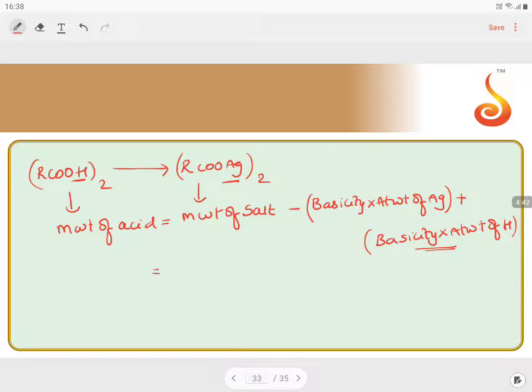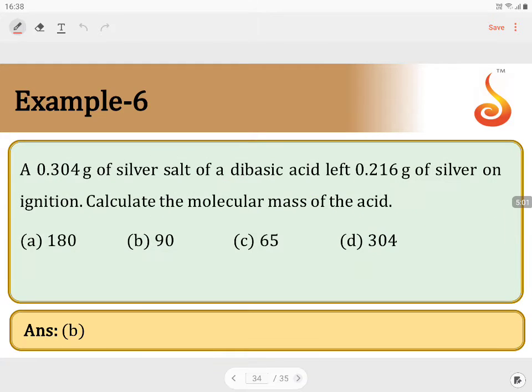So here the molecular weight of the salt we got is 304. Subtracting basicity, which is 2, into silver atomic weight 108, plus basicity, which is 2, into atomic weight of hydrogen, which is 1. If I take this value, this comes out to be 90, and this becomes your molecular weight of the acid, which is equal to 90.